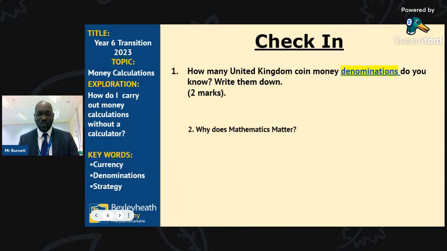And finally, the key word for today is also strategy. What method would I use to get to my answer? Now, it could be a fast method, it could be a long method, but we want to make sure our method is accurate, and we look for that as well in our work. Okay, Miss, I think that's our time for our check-in. If we could move to our next slide, please.